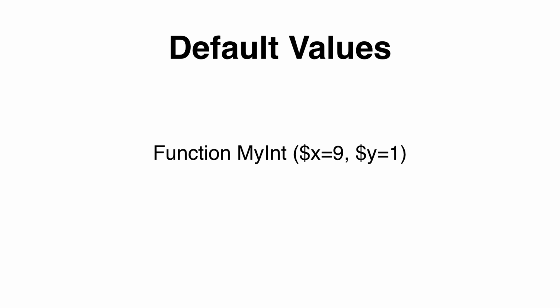If we would like our function to react with default values, we can do so by specifying the value that we would like our variable to have. We are setting a parameter variable x to have a default value of 9 and the parameter variable y to be 1. This can also be done in the param block.